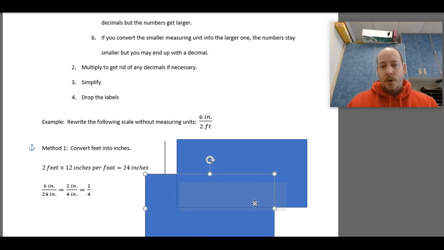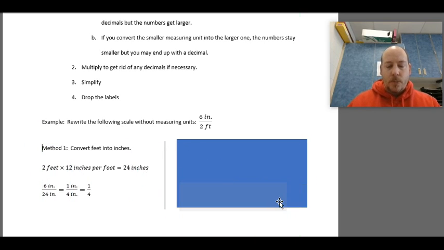All right. So this first one, I'm going to convert feet into inches. Okay, so I'm going to take the larger measuring unit, convert it into the smaller one. So 2 feet, there's 12 inches per foot, so that's 24 inches. Okay, so you'll notice I've taken 6 inches over 2 feet and I've rewritten it as 6 inches over 24 inches. So my 2 feet is now 24 inches. Okay, I can simplify 6 over 24 is 1 over 4. And then since they're the same measuring unit, we can drop them. Just like if I have something in the numerator and the denominator, they cancel each other out. So simply 1 to 4.